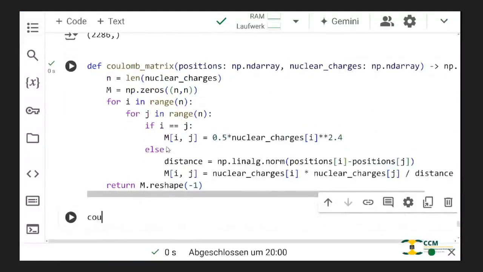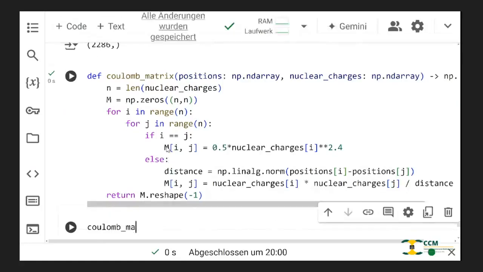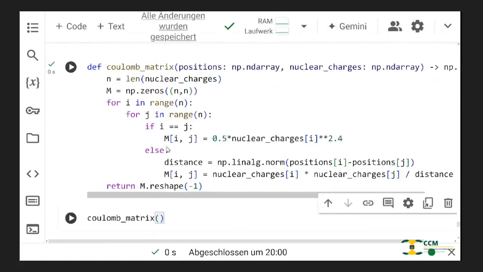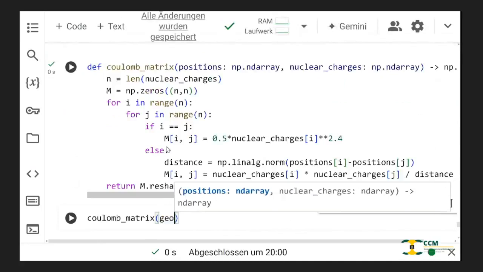All right, now the Coulomb matrix of the positions. Positions is what you get from get geometry. In my case, that's the variable geo. Now the nuclear charges.